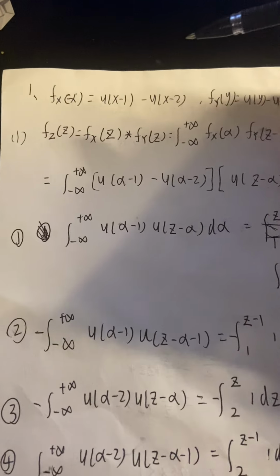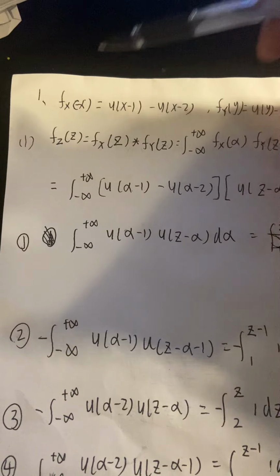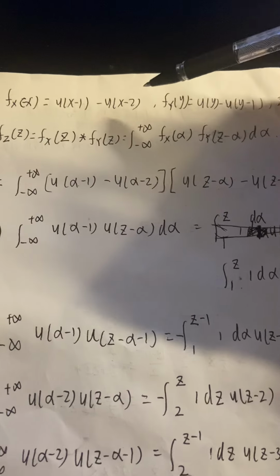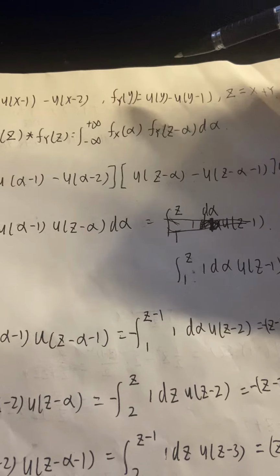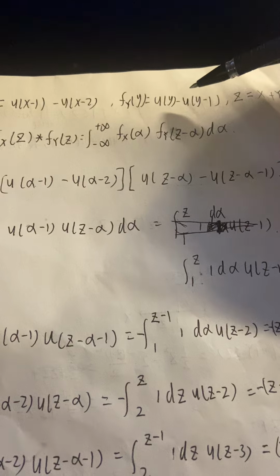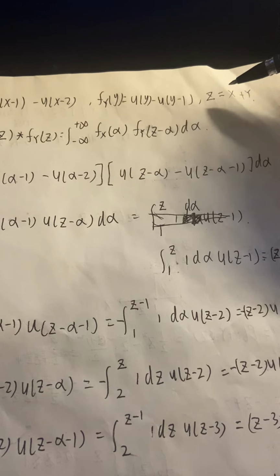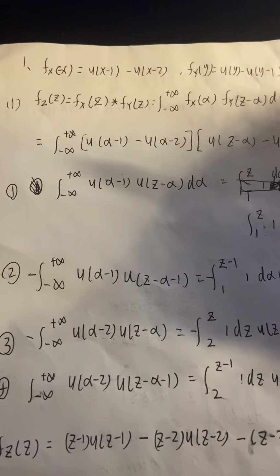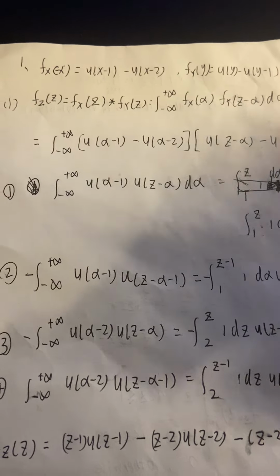Question 1: X and Y are independent, and the density function of X is u(x-1) minus u(x-2), and the density function of Y is u(y) minus u(y-1), and we know Z is equal to X plus Y. The first question: we need to use the convolution method to find the density function of Z.